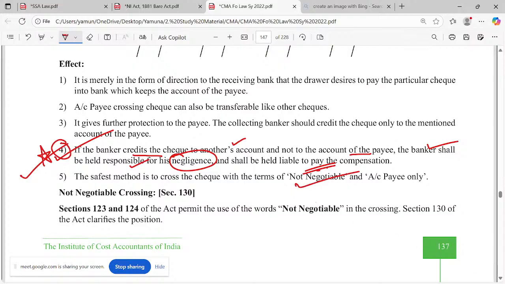So this is the safest: "not negotiable" or "account payee", it's the safest mode. Okay.